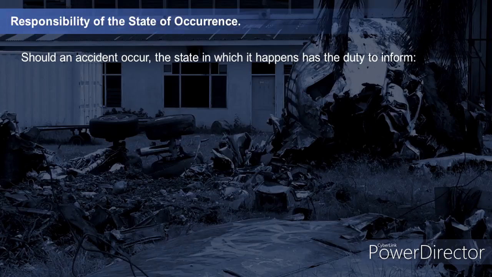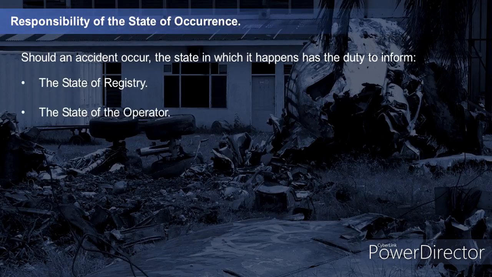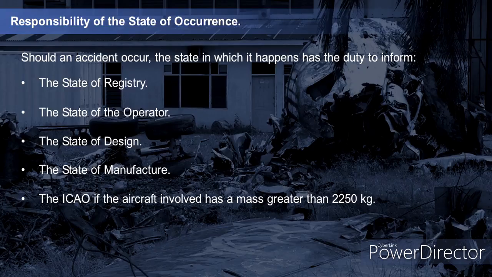Should an accident occur, the state in which it happens has the duty to inform the state of registry, the state of the operator, the state of design, the state of manufacture, and ICAO if the aircraft involved has a maximum takeoff mass greater than 2,250 kilograms.